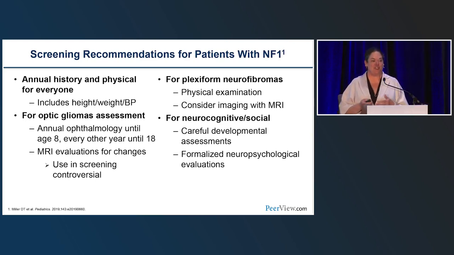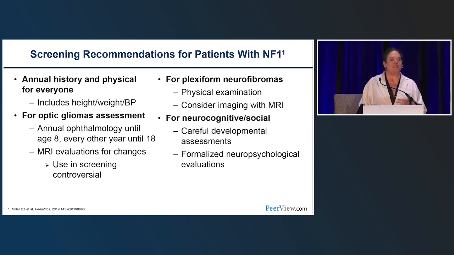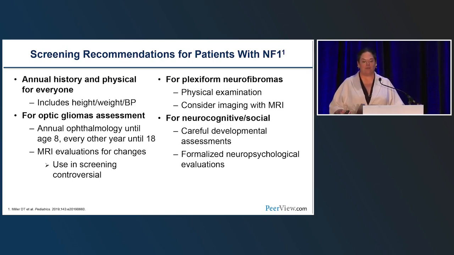is still pretty controversial just because of the shift away from being able to use MRI at progression as a clear indication for treatment. And then for plexiform neurofibromas, and I will say this has clearly changed in my lifetime, we used to say physical examination and we'd really look for signs and symptoms of progression. But now, given the potential therapies, we MRI much more consistently, and I think that has shifted over time. And then, particularly in pediatrics, careful assessment of development and neurocognitive and some formalized neurocognitive assessments are really helpful.